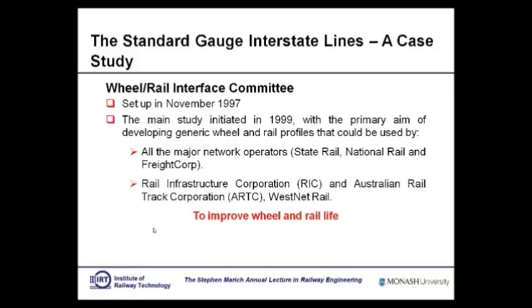The study was actually initiated in 1999, and the aim of this committee was primarily to develop generic wheel and rail profiles that could be used through all the interstate standard gauge systems. The committee consisted of all the main representatives, of course: State Rail, National Rail, Freight Corp, IRTC, etc. So it was a pretty good aim, improved wheel and rail life.